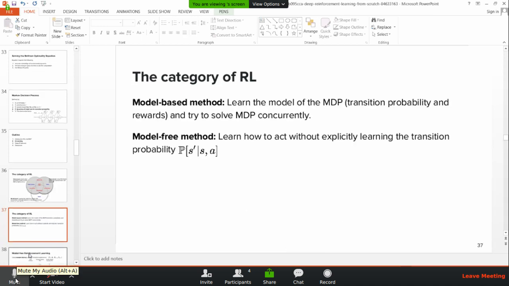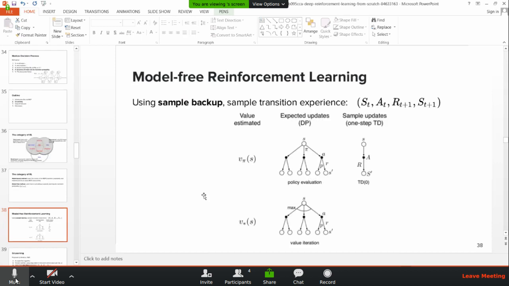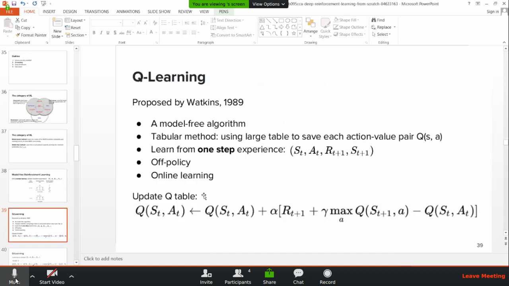Model based is nothing but learning the model of the MDP and then trying to solve the MDP problem. Model free is nothing but learning how to act without depending on learning the transition probabilities. We will discuss this model free RL, and we'll discuss DP and TP as well. But as of now, we'll discuss the Q learning part.